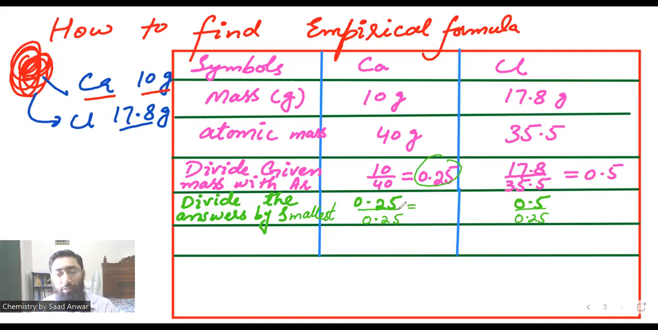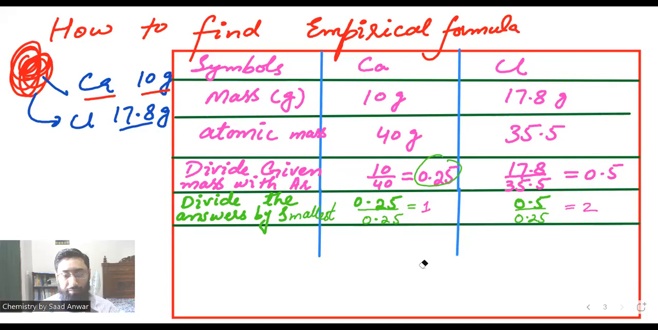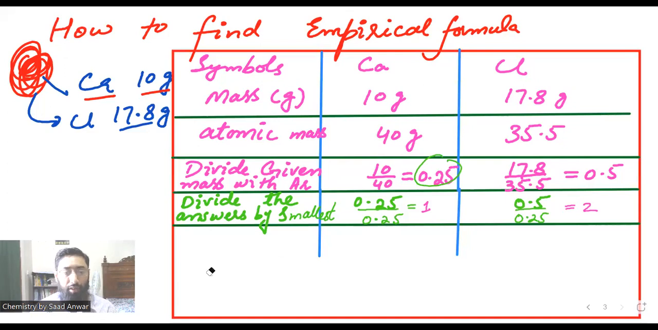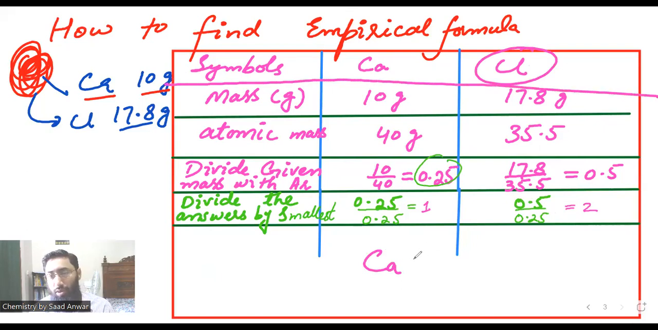When I divide 0.25 with 0.25, I will get 1. And when I divide 0.5 with 0.25, I will get 2. So the game is over. Now I can say calcium is 1 and chlorine is 2. Put a line here as well. So this is the empirical formula. This is the way how we figure out empirical formula.